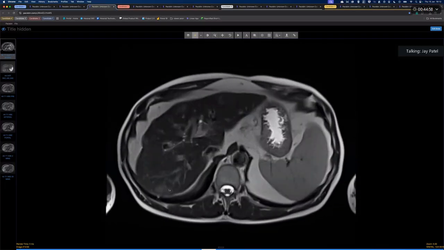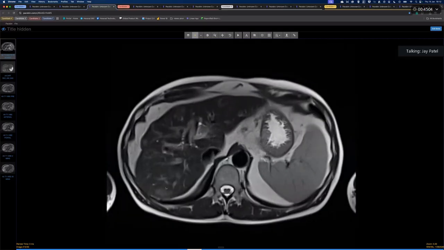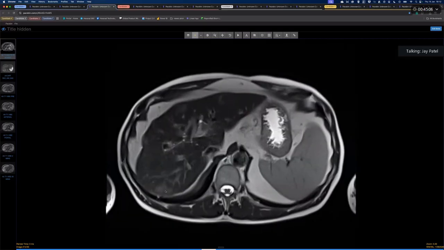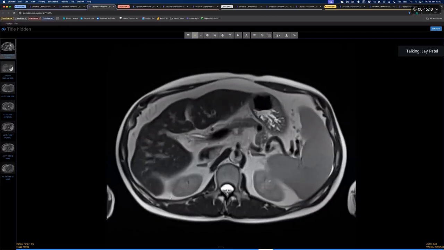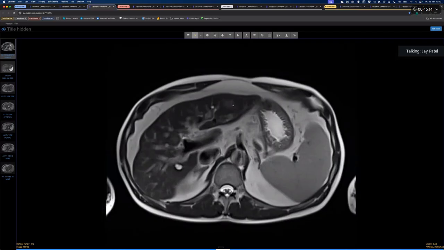If you manage, though, to pick up on these areas, you can see that posteriorly in the right lobe, there are these areas of ill-defined T2 hyperintensity. I'd have been impressed, but certainly not obvious on a quick run-through of the liver. There's another one here, just for interest.